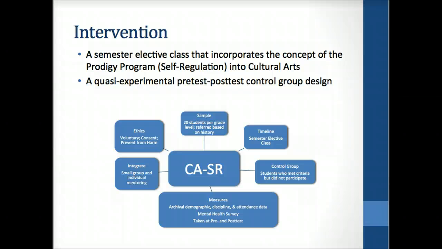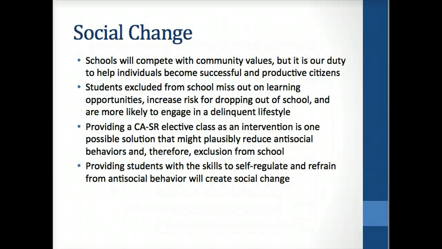A control group would comprise of those students unable to participate, and along with archival, demographic, and student self-report mental health survey data would be used to measure success of the program. Ethical procedures would of course be upheld, including gaining informed consent and ensuring prevention from harm. While schools will still compete with community values, it is our duty to help them become successful and productive citizens.